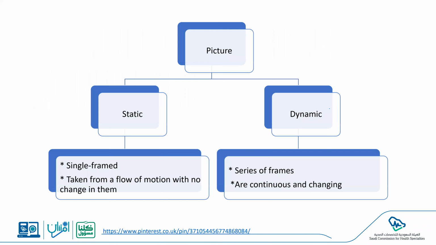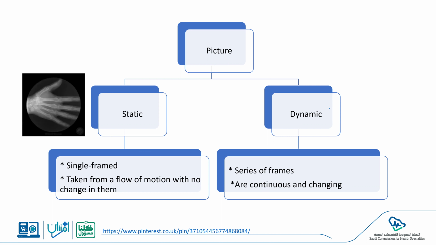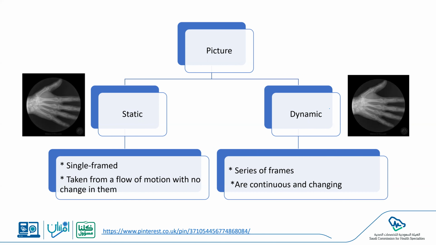So regarding any picture, you can have it either as static, which is a still picture, or as a dynamic picture, which is something that is movable. A static image is usually a single frame, so it's just one image or one picture, as opposed to the dynamic one, which is usually a series of frames, and that's what causes the movement. The static image usually is taken from a flow of motion. So you have so many images, but you're just picking one image.